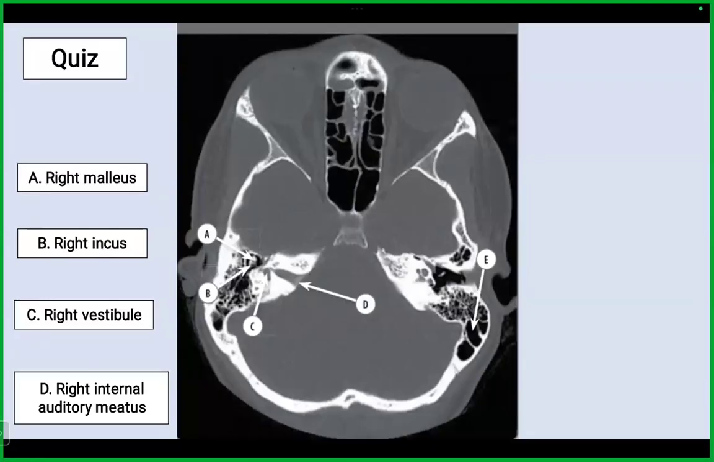Mastoid air cells. Mastoid air cells. Excellent. But A and B are right malleus and incus, not vestibule. Yes, right malleus and incus, correct.